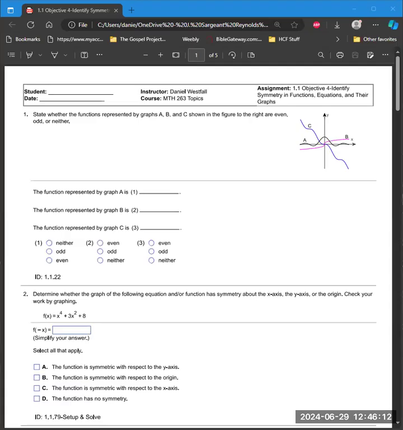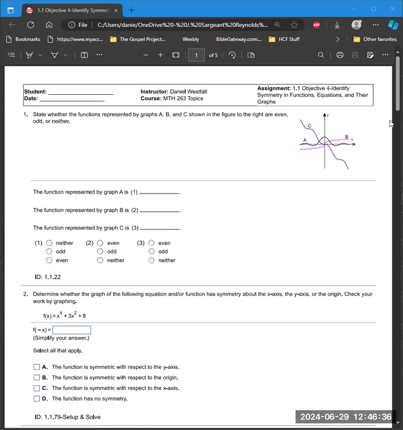This video will be talking about 1.1 Objective 4, where we identify symmetry in functions, equations, and their graphs. Let's go ahead and look at question 1. State whether the functions represented by graphs A, B, and C shown in the figure to the right are even, odd, or neither. So let's start with A.